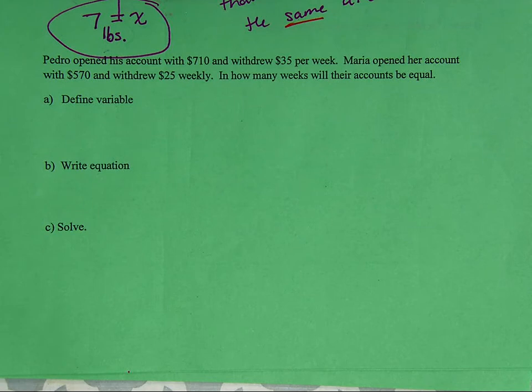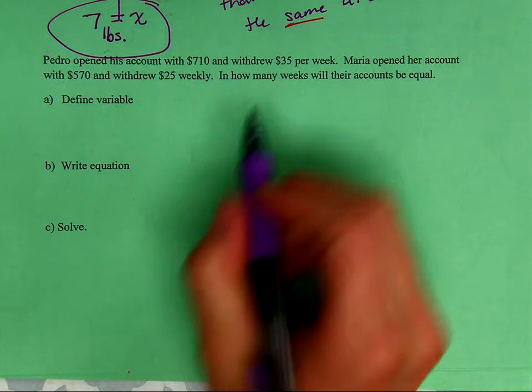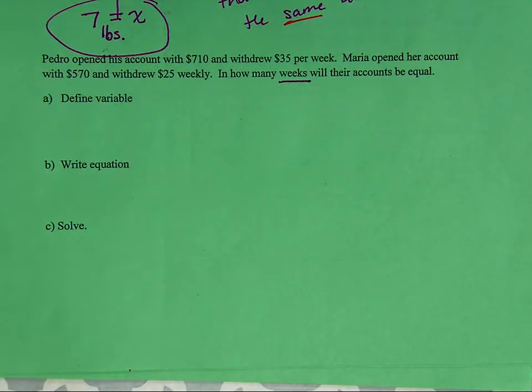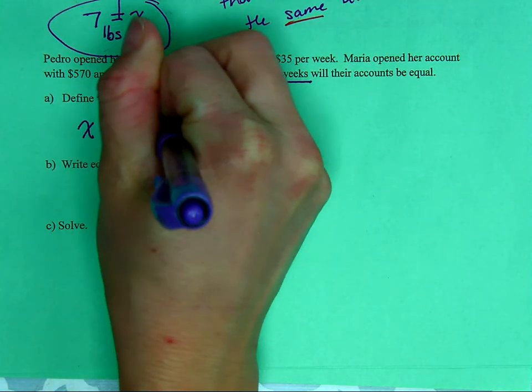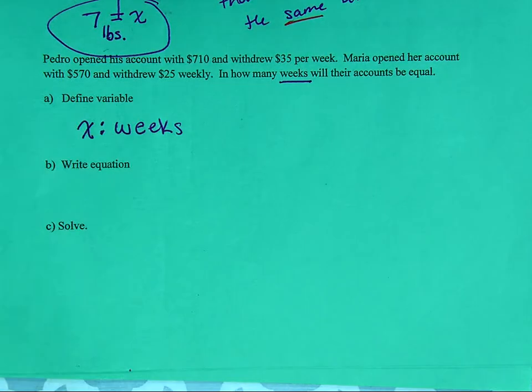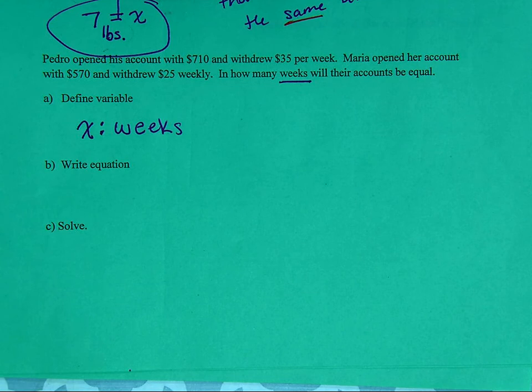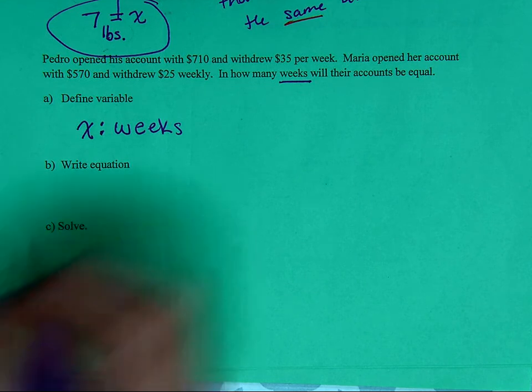Okay, so your problem should be done now. So you're trying to find how many weeks. So that's what we don't know. That is our variable, is the number of weeks. Okay, and the two things we're comparing is Pedro's account to Maria's account.